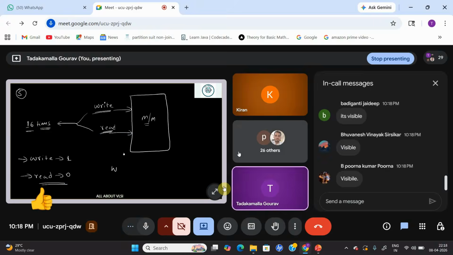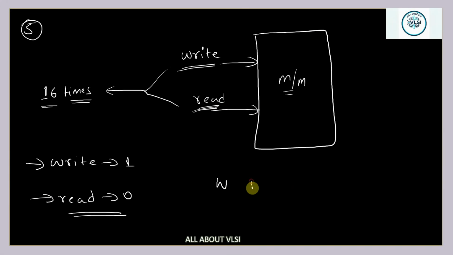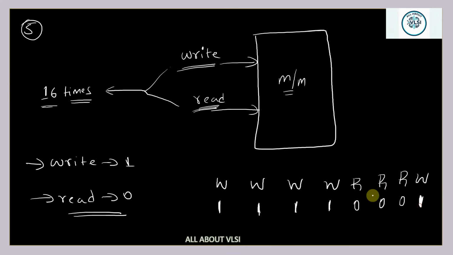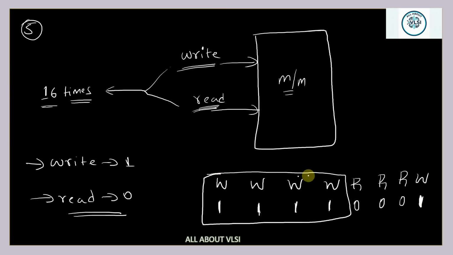So we are going to have this operation write, write, write, read, read, read, write. Like this, we will have 16 number of combinations. So write is basically represented with 1 and read is represented with 0. Now, what is our constraint is that in consecutive 4 cycles, write operation should not be repeated for 4 times.